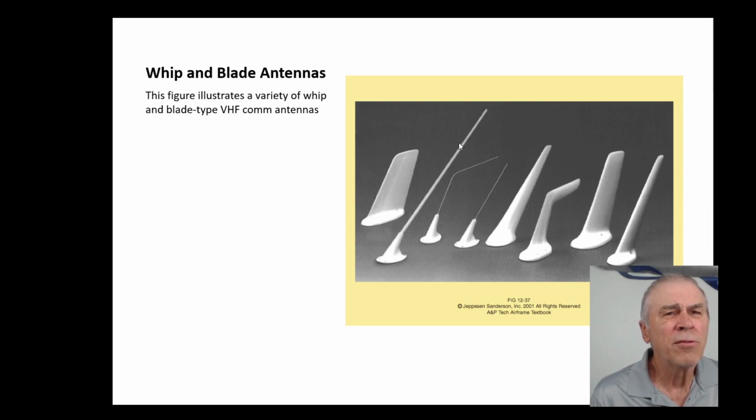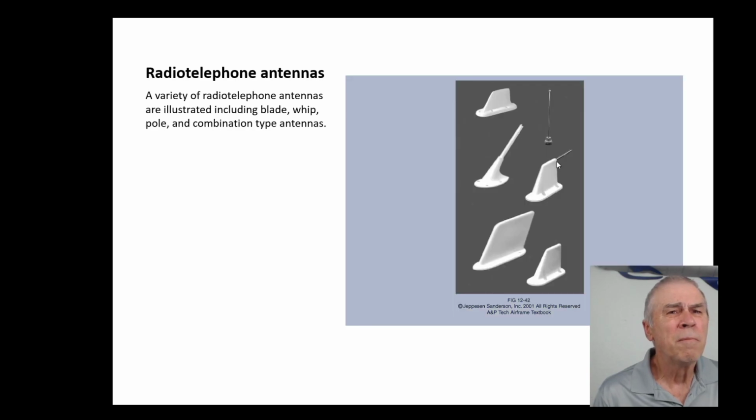And I'm not sure about this one. This one might be an in-between. That looks more nautical, actually. A variety of radio telephone antennas are illustrated, including blade, whip, pole, and combination type. I would imagine pole is the little vertical one that we have up here on the top right. Oh, that's it.